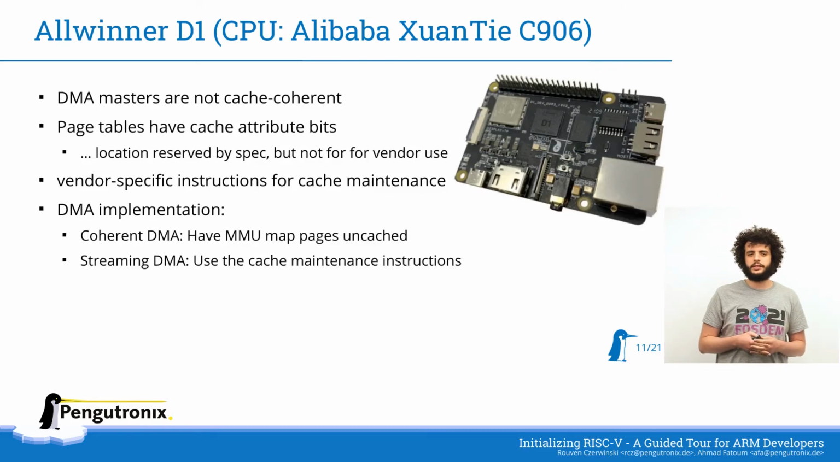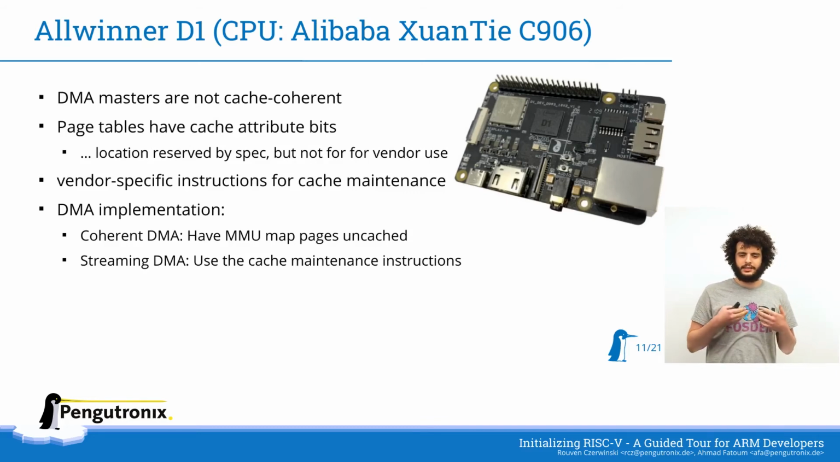Let's look at these in series. So we have the Allwinner D1. It's based around a CPU from Alibaba, and it's designed with cache incoherency in mind. That means the DMA masters are not cache coherent, no DMA masters at all are cache coherent, but the page tables have cache attribute bits, and you have instructions for cache maintenance. So it looks like what you would have on ARM, but there's a very big difference in that these instructions and these bits are not reflected in any specification. Actually, these bits are even reserved for official use, but not for vendor use.